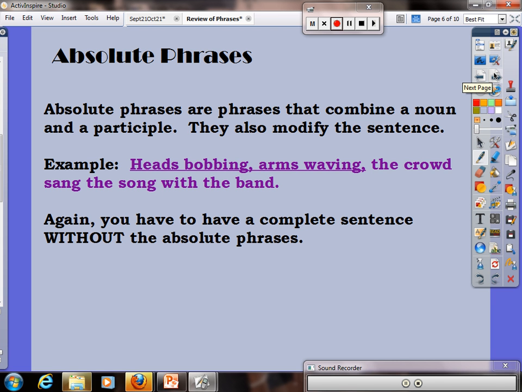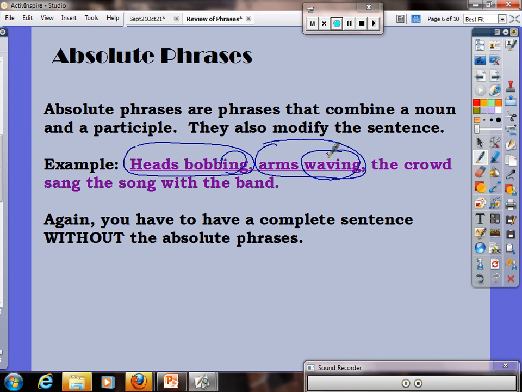The next phrase that we're going to talk about are absolute phrases. Absolute phrases are the phrases that combine a noun and a participle, and they also modify the sentence. For example, heads bobbing, arms waving, the crowd sang the song with the band. I'm still looking for that ing word because I know it's got to have a participle. It's just going to have that noun in front of it. So here's waving. Heads bobbing, arms waving, the crowd sang the song.